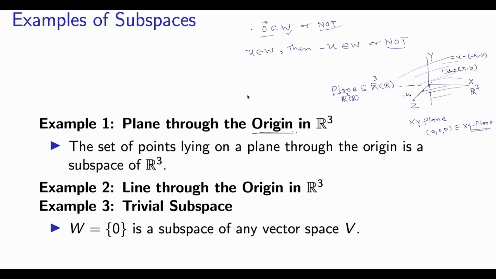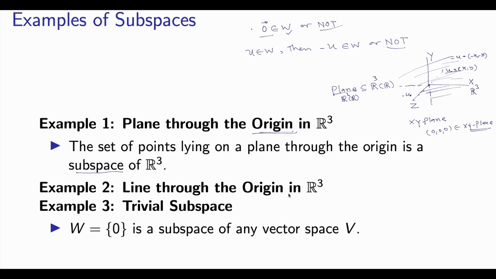You can also check the remaining two properties, closed under vector addition and closed under scalar multiplication, and they are going to be true. So all those things are going to be true. So this is a subspace. Clearly, this is a subspace, right?